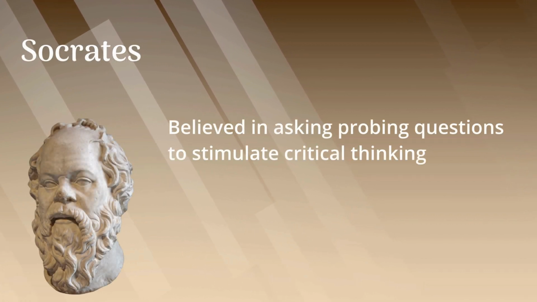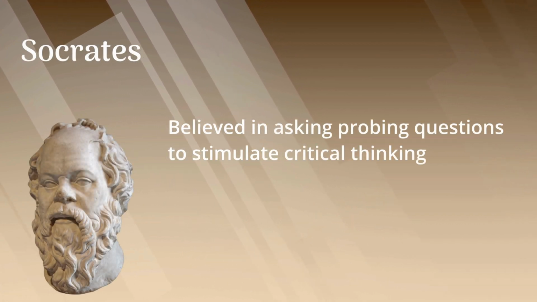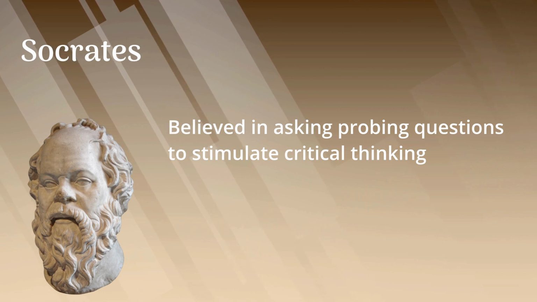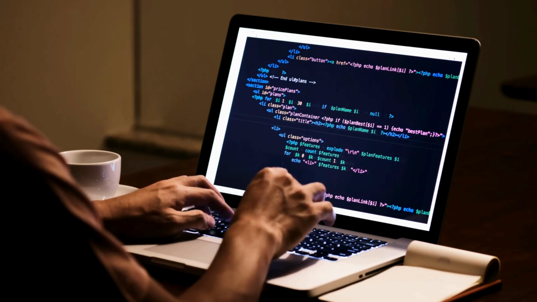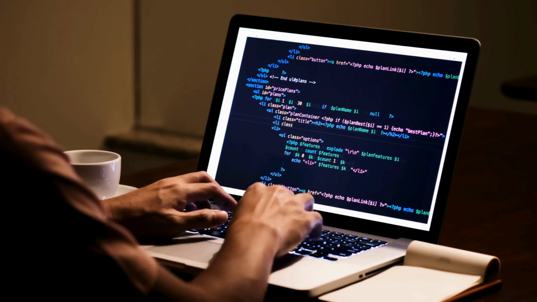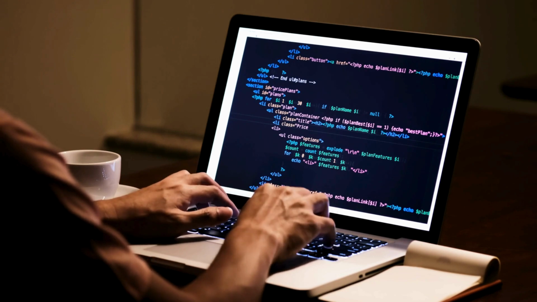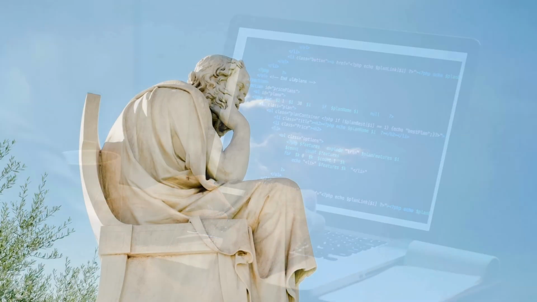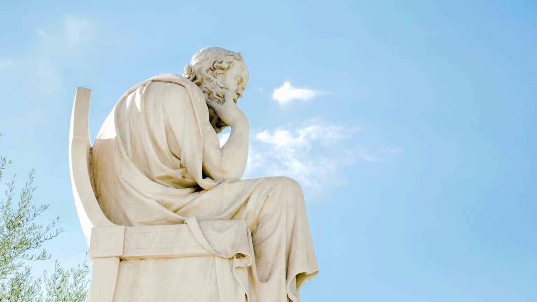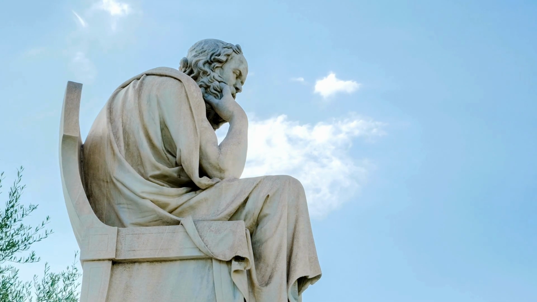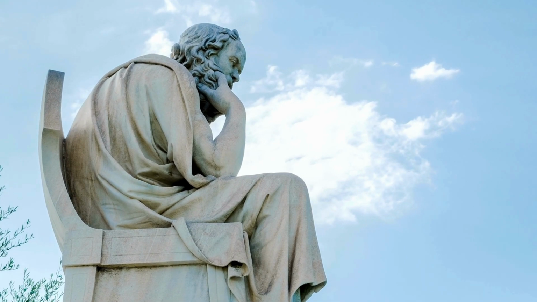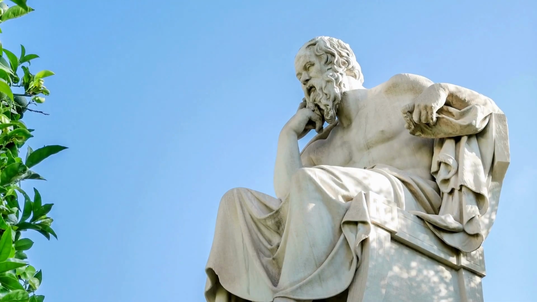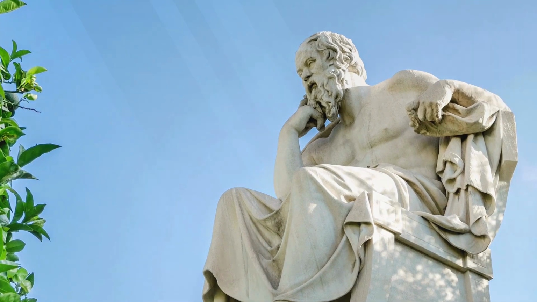Take the Socratic method, for example. Socrates believed in asking probing questions to stimulate critical thinking and to illuminate ideas. Sounds a lot like debugging, doesn't it? When we debug code, we are essentially asking a series of questions. Why isn't this working? What happens if I change this variable? How does this function interact with the data? By adopting a Socratic mindset, we can improve our problem-solving skills. Instead of rushing to fix the symptom, we dive deeper to understand the root cause. This approach not only makes us better coders, but also more thoughtful architects of the systems we build.